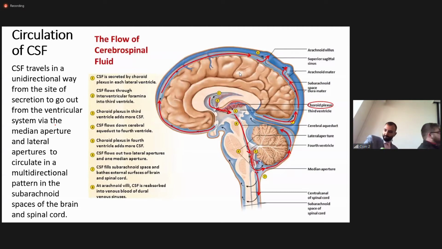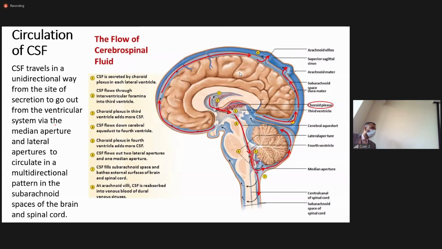So as the doctor said, we have the choroid plexus located in each of the ventricles. As we said, it makes CSF. So first we start at the lateral ventricles. Choroid plexus in the lateral ventricle will secrete CSF. The lateral ventricle is situated here. It has a choroid plexus which will secrete CSF. Then it will flow via the interventricular foramen to the third ventricle. In the third ventricle, we also have a choroid plexus which will add more CSF.